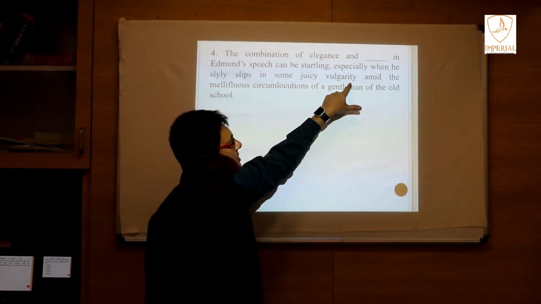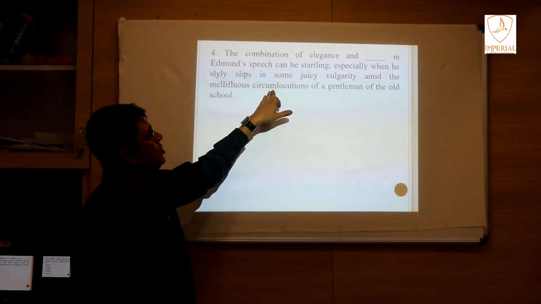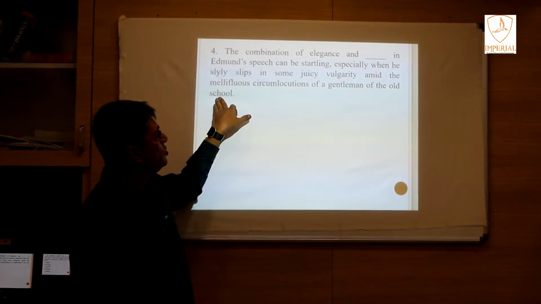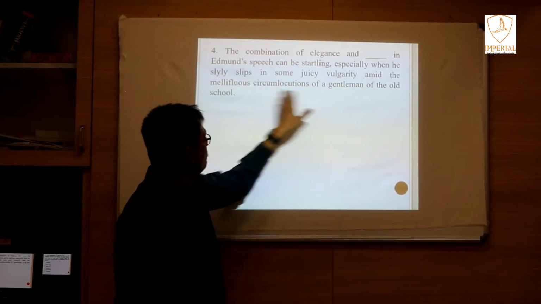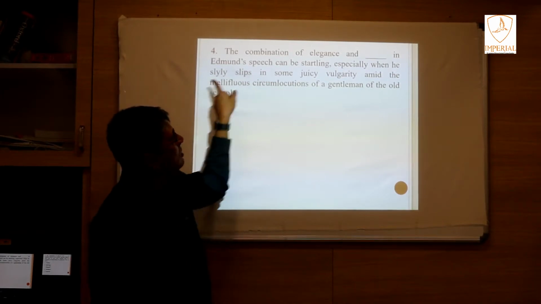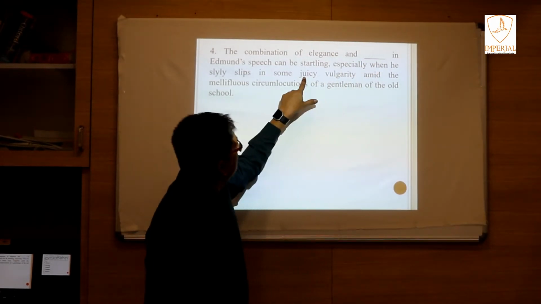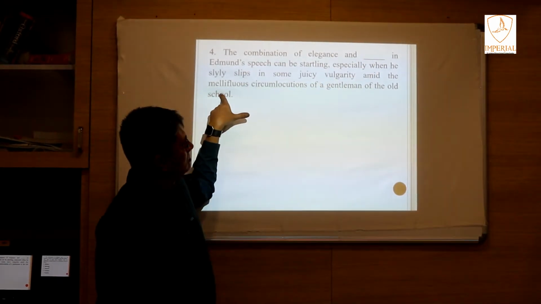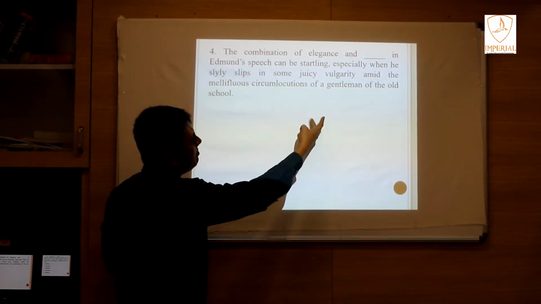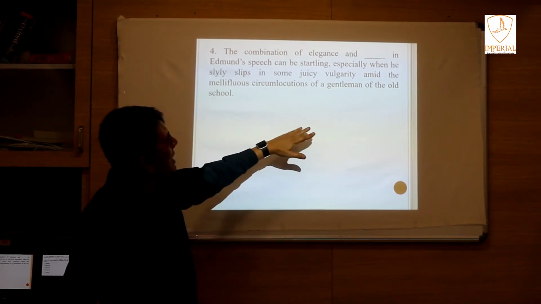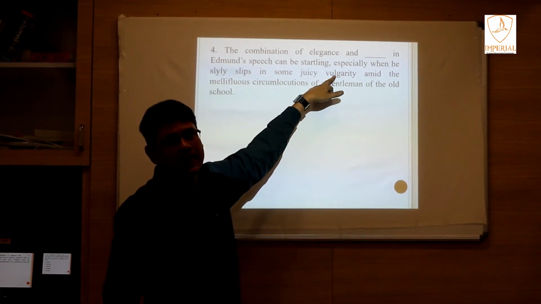some juicy vulgarity, which is bad, amid the mellifluous circumlocutions of a gentleman of the old school. So mellifluous, sweet-sounding circumlocutions of a gentleman of the old school is good. So the format or the structure that we get here is good, bad, bad, good. So this is where A, B and the second part becomes BA. This is called chiasmus. So the blank that we look at has to do with vulgarity.